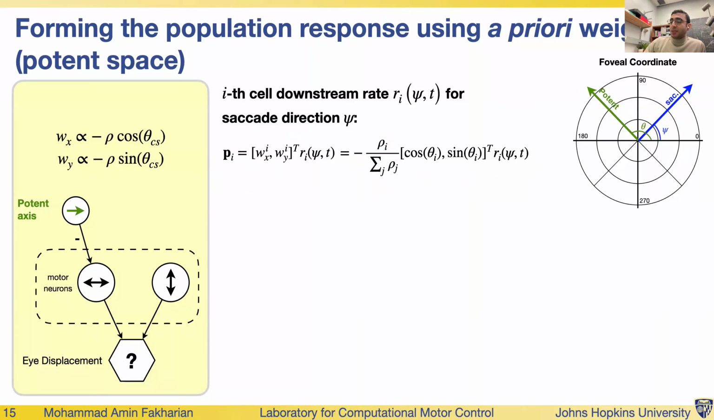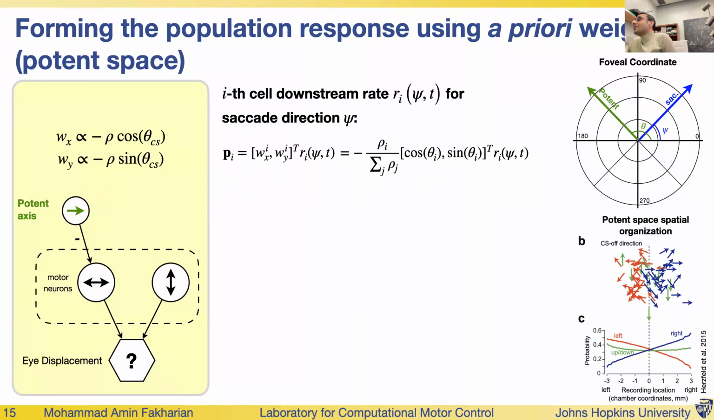So we expect the Purkinje cell with the potent axis to the right to only have a negative downstream effect on the horizontal burst generators and not on the vertical burst generators. Another piece of information that we have is that the potent space has a spatial organization in the oculomotor vermis. The Purkinje cells located in the right vermis are pushing the eye to the right, and the Purkinje cells on the left are pushing the eye to the left.